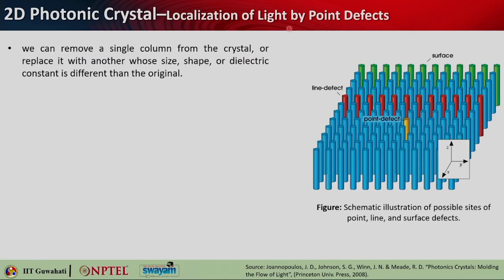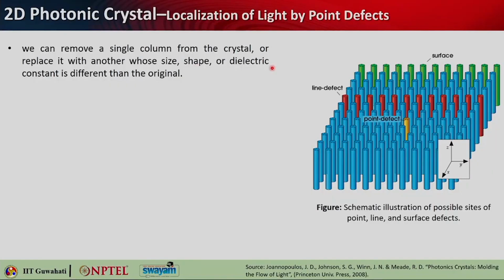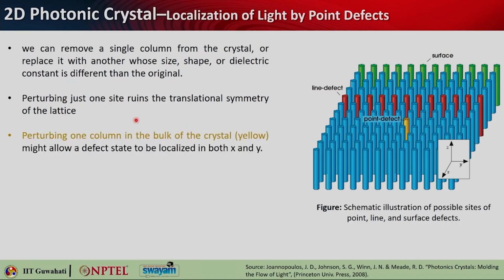Now, let us look into localization of light by point defects in a photonic crystal. I hope it is understood that this is the concept of complete band gap, where light from any polarization, any direction will not be allowed to enter the crystal. Now, if you remove a single column from the crystal or replace it by another size, shape or dielectric constant than the original, that is how you will be able to perturb that particular site, and that will ruin the translational symmetry of the lattice.